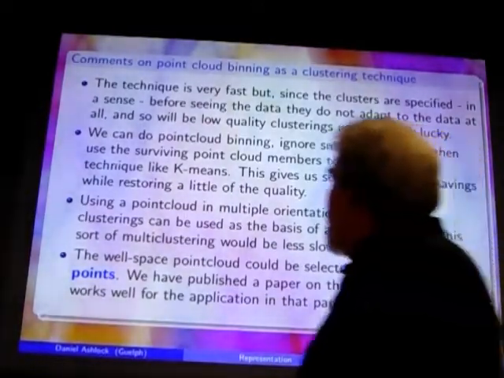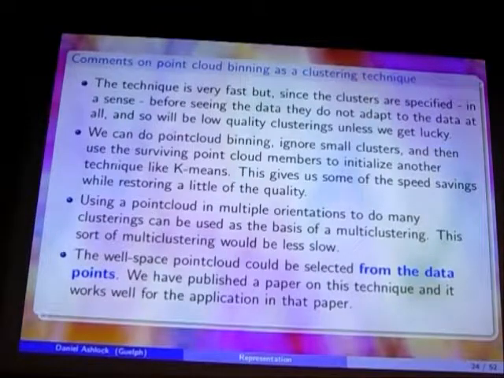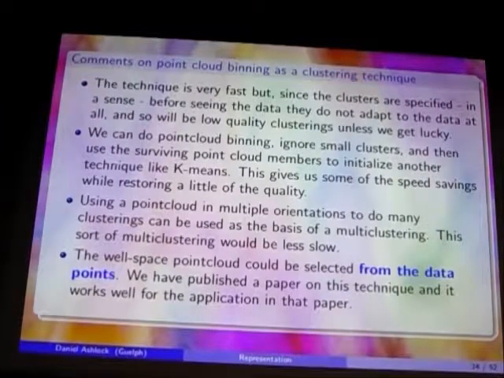Now, the technique is very fast, but since the clusters are specified, in a sense, before seeing the data, they don't adapt to the data at all, the way k-means, for instance, does. And so it'll be a low-quality clustering unless we get lucky. We can do point cloud binning, ignoring small clusters, and then use the surviving point cloud members to initialize another technique like k-means, and that actually gives you a much smaller number of possible outcomes for the k-means, and you get them much sooner.